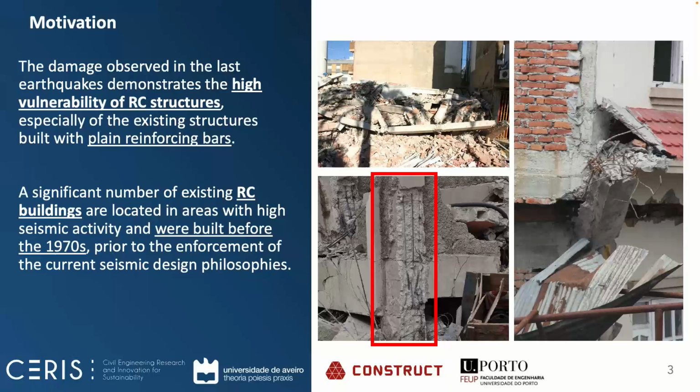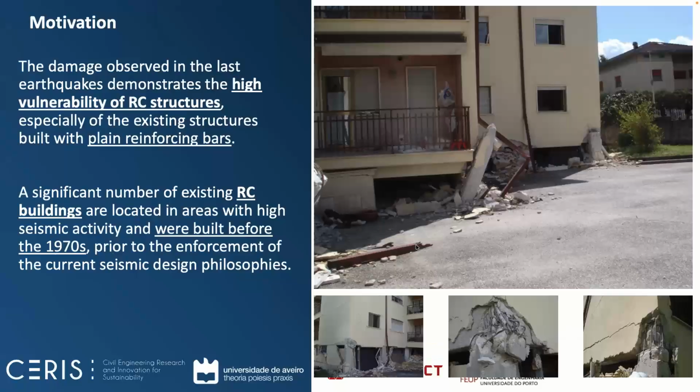So we see here poor detailing in reinforced concrete elements, in particular beams and columns, but mainly, and also quite important, in beam column joints. For example, this building here in Italy, where we can see the soft story failure, of course, but the main damage is then concentrated in the beam column joints.